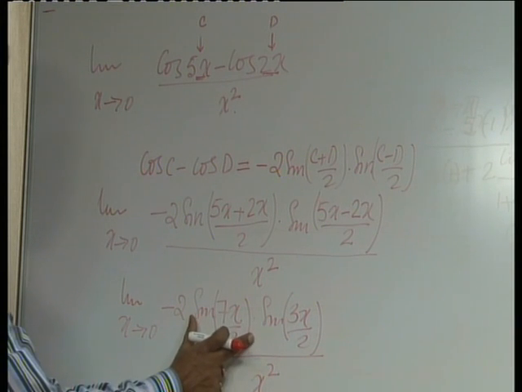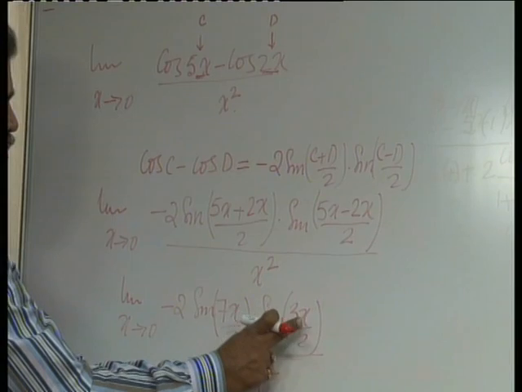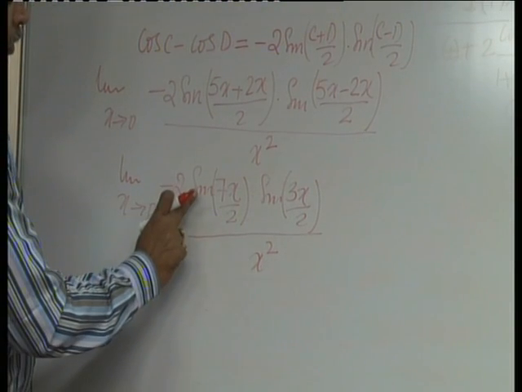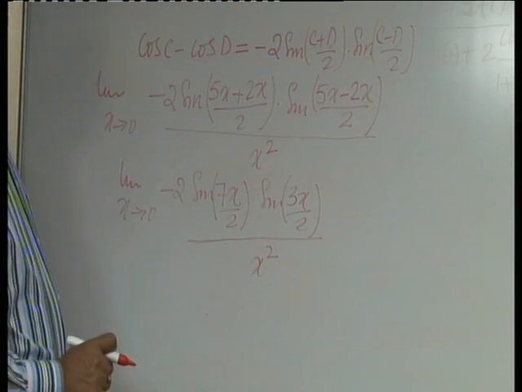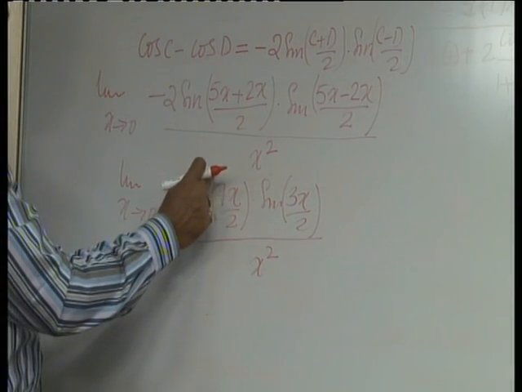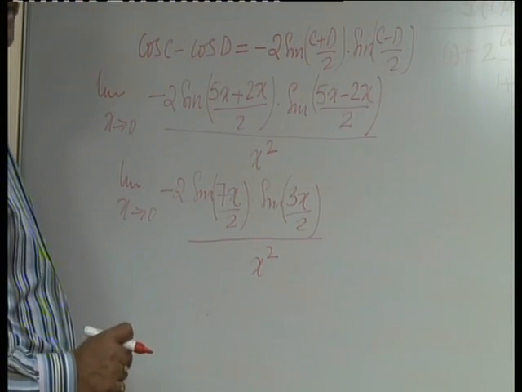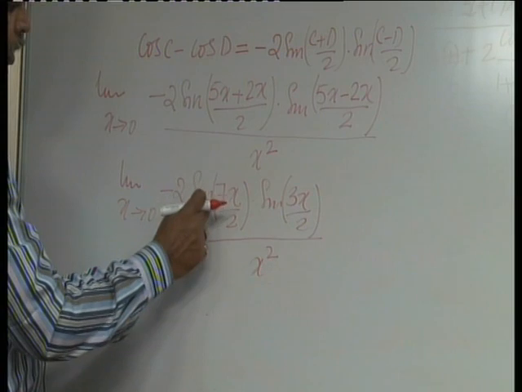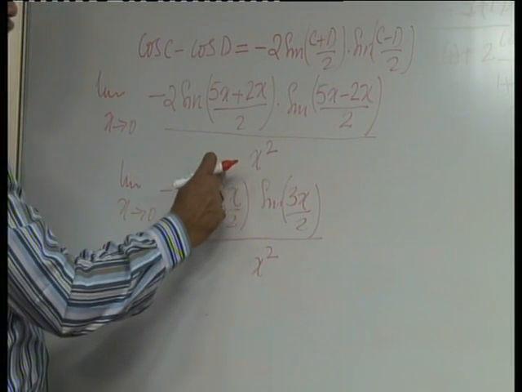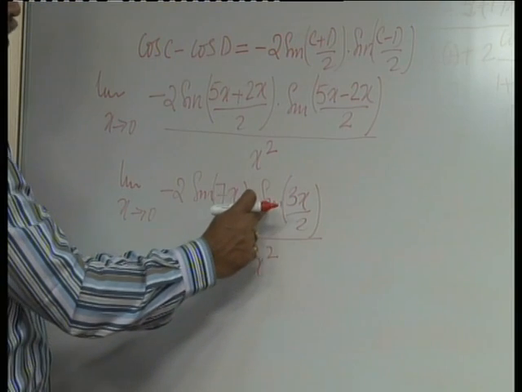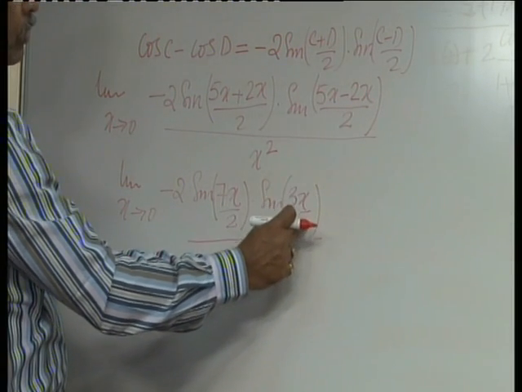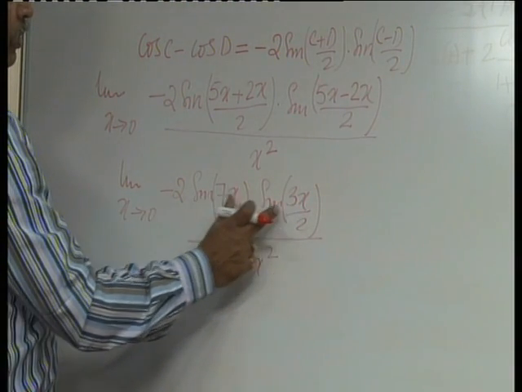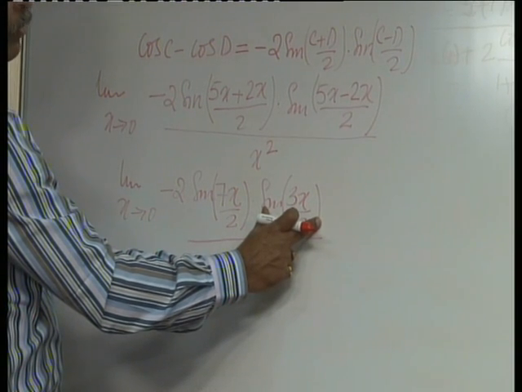See, this is sin of 7x by 2 into sin of 3x by 2. There is a product of two sin terms. So, wherever you come across sin terms, as I mentioned, you should always take them into a standard form. How? By multiplying and dividing with the required term. For the first term, what is required? 7x divided by 2. For the second term, 3x divided by 2. Therefore, multiply and divide by 7x by 2 for this, and by 3x by 2 for this term.